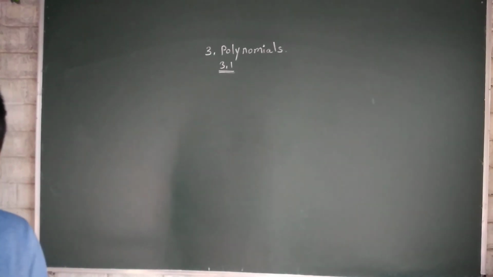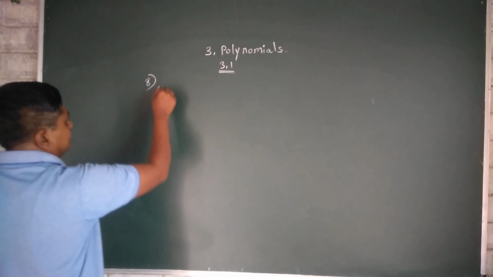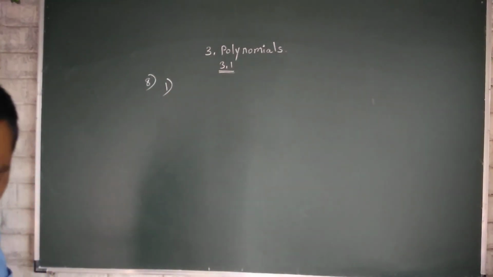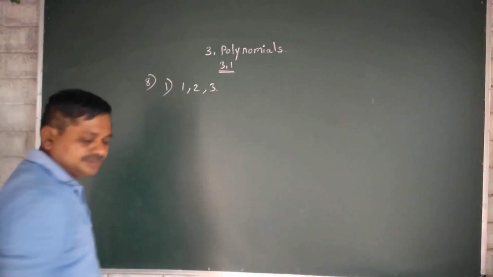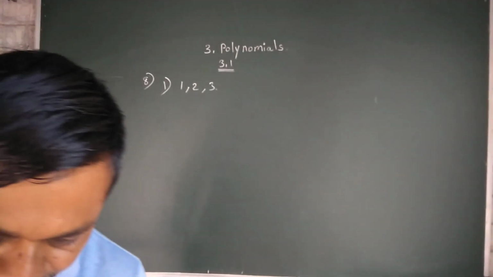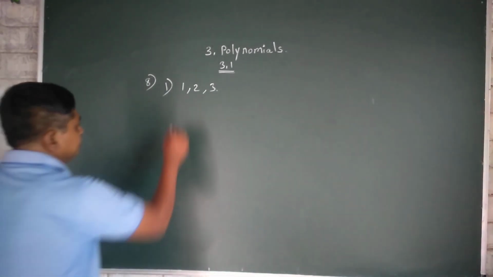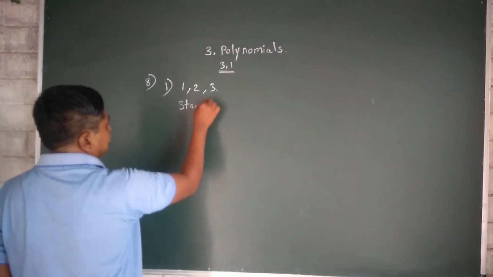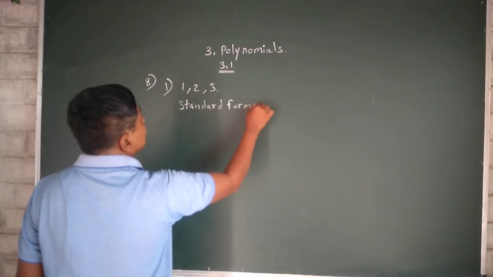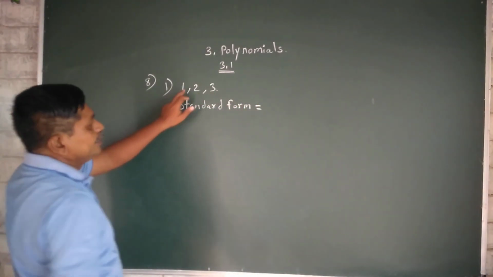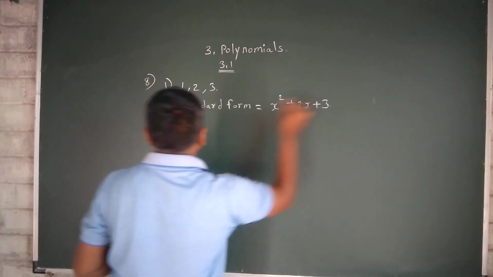Now, we will see question 8. Write the following polynomial in standard form. In that first, 1, 2, 3. Standard form. Zero, one, two. x square plus 2x plus 3.